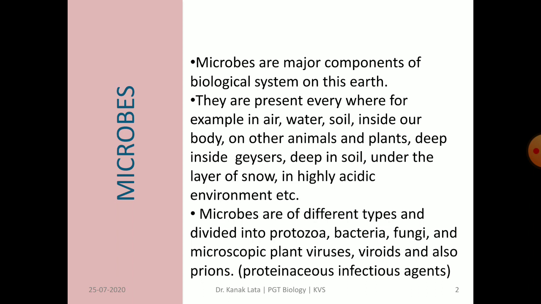Microbes are of different types and are categorized into protozoa, bacteria, fungi, microscopic plants, viruses, viroids, and prions. Prions are proteinaceous infectious agents. Microbes like fungi and bacteria can be grown artificially on culture medium containing nutrients.